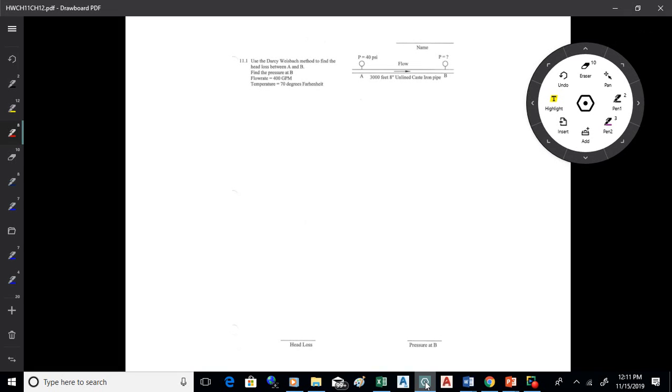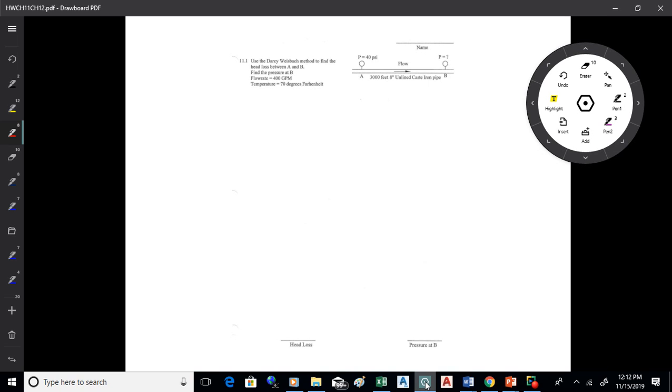Well, let's look at some of this homework here. This would be chapters 11 and 12. On this first one here, we want to find the head loss between the two pressure gauges there. We got 40 psi at A, and we want to figure out what it is at B.